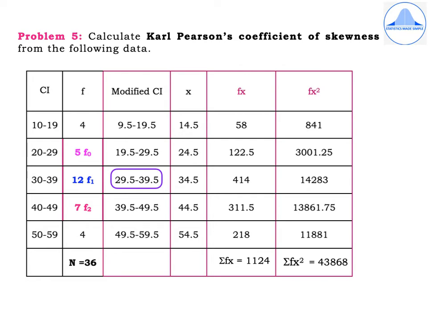Fx square values are 841, 3001.25, 14,283, 13,861.75, 11,881, which gives summation fx square equal to 43,868.